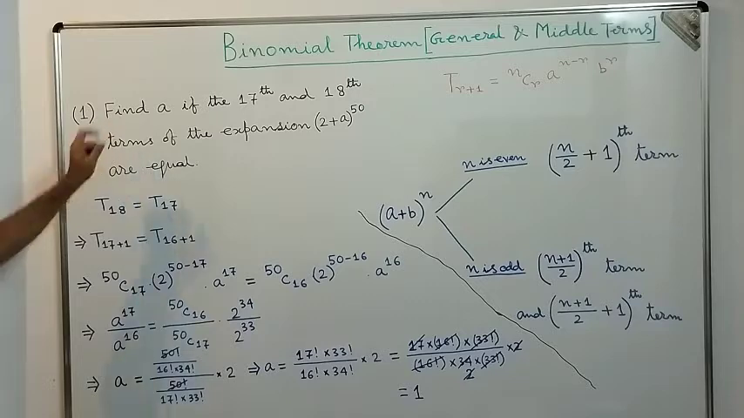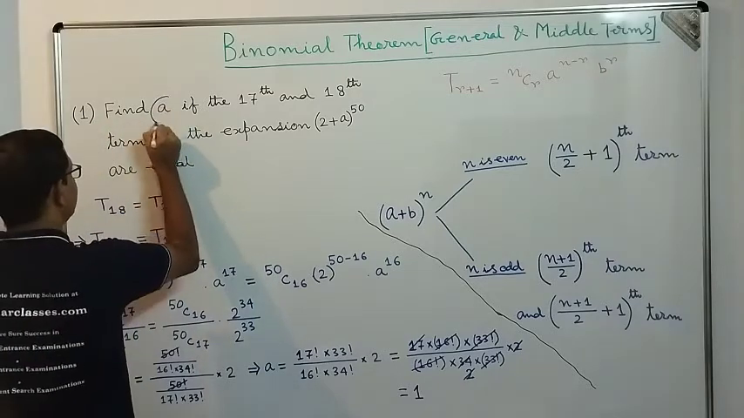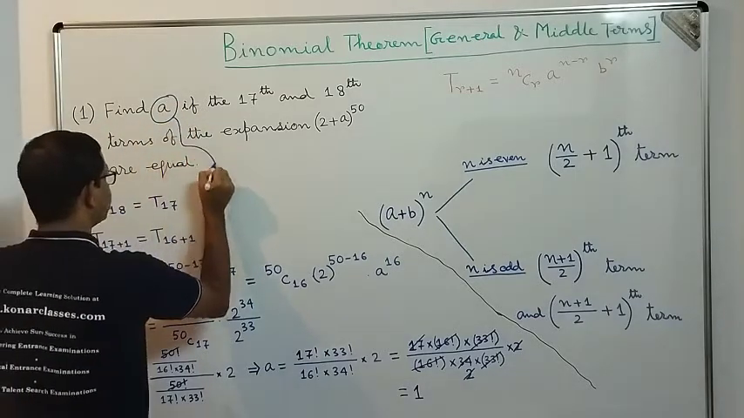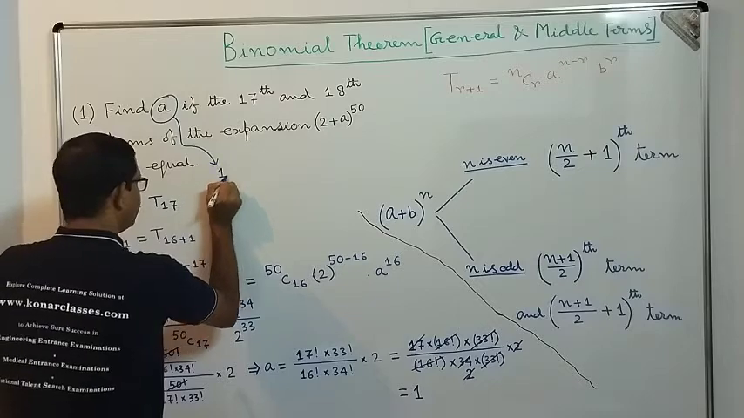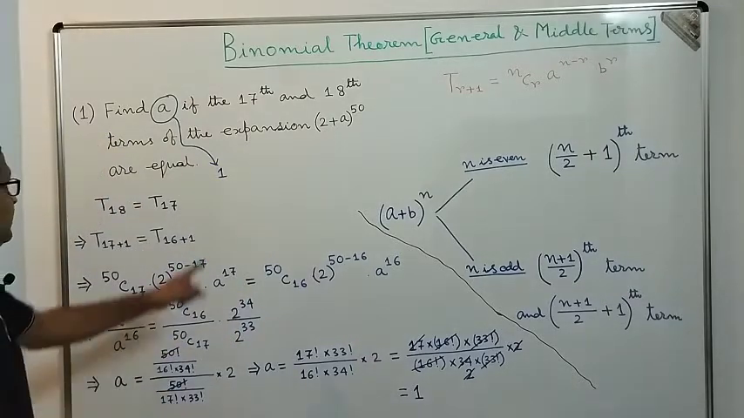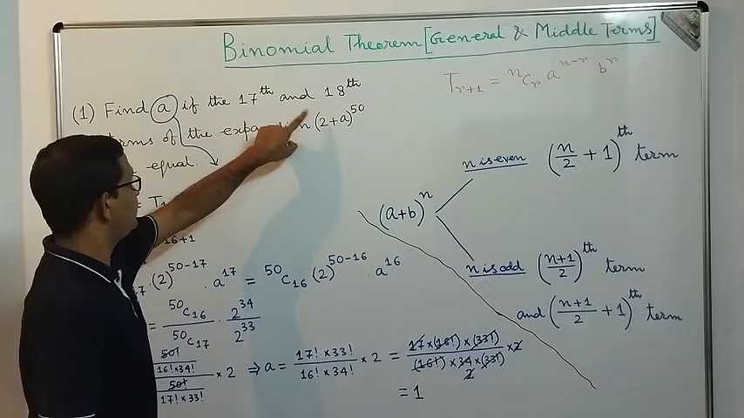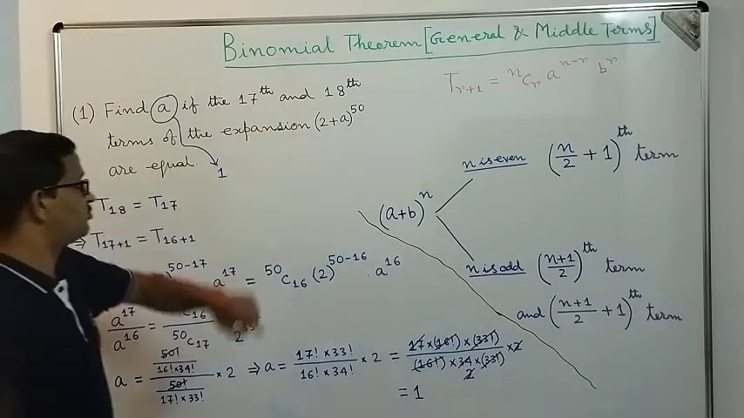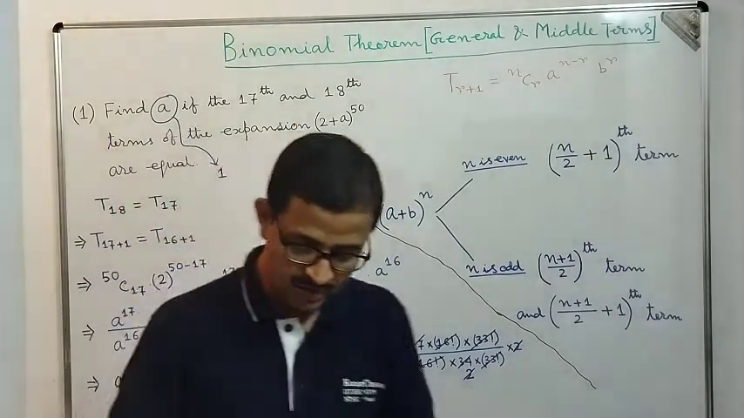So according to the question, we need to find the value of a. What is the value of a we get, dear students? So we get the value of a is equal to 1, subject to the condition that the 17th and 18th terms of the expansion of (2 + a)^50 are equal.